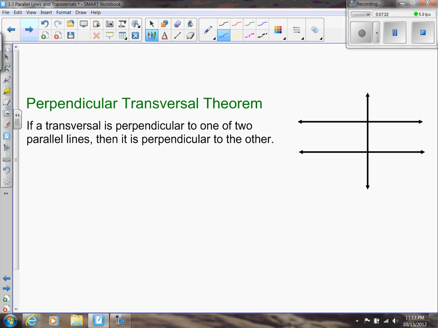Perpendicular transversal theorem says if a transversal is perpendicular to one of two parallel lines, so we know these lines are parallel, we mark them with the arrows. If those lines are parallel and this line is perpendicular to one of them, then it's going to be perpendicular to the other.